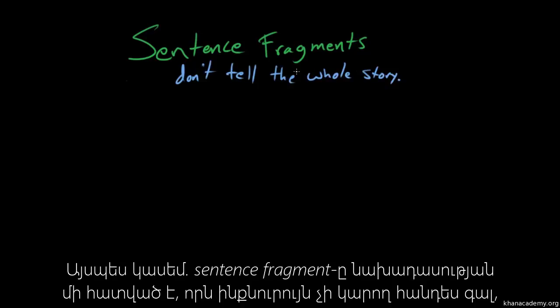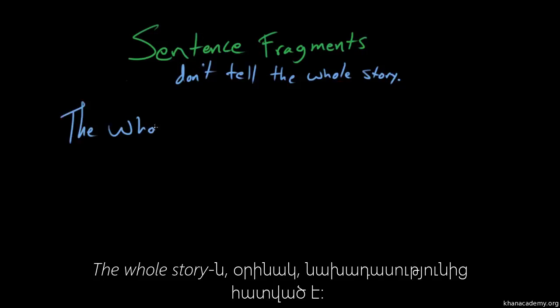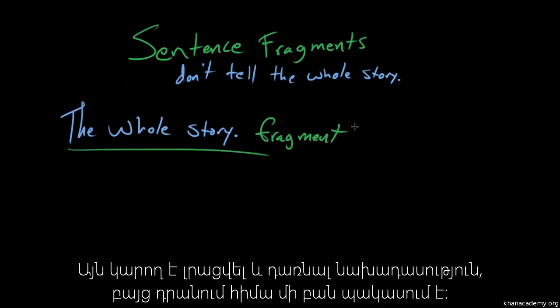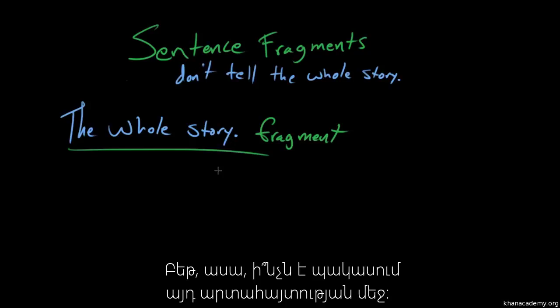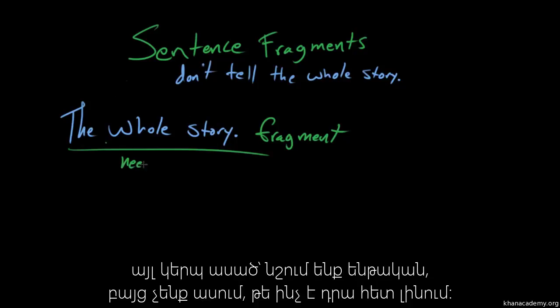The way I would put it is that a fragment is a piece of a sentence that cannot stand on its own, but nevertheless incorrectly ends with a period. So the whole story, for instance, would be a fragment. It could be a sentence, but it's missing something. Beth, what is it missing? Well, we've got a subject, but we don't have what we would call a predicate. In other words, we're giving a subject, but we're not telling what happens to that subject.